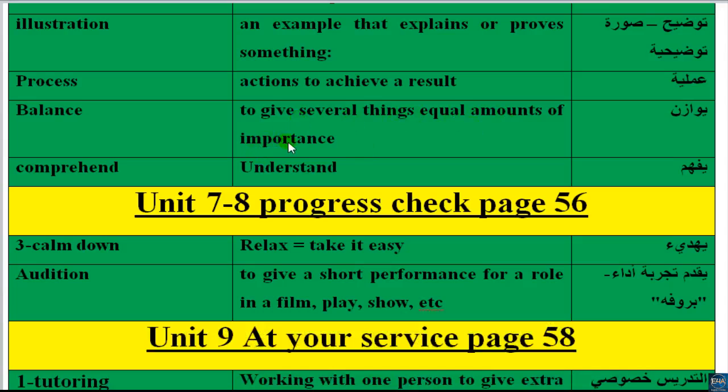Here, British importance, I make R silent. American importance, I can make the T soft D here. Comprehend. British, comprehend. American, comprehend. To understand.